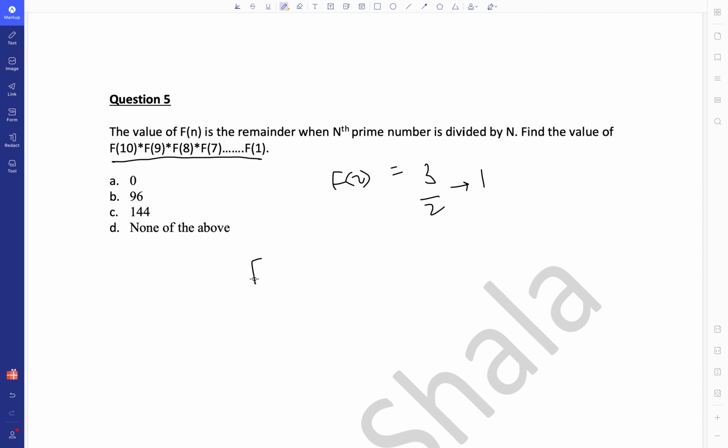Okay. Let's see what will be f1. What is the nth prime number? First prime number is 2 divided by 1. Remainder is 0. Okay. So f1 is 0. Anything multiplied by 0 is 0. So answer will be 0 in this case. Okay. So this is the question.